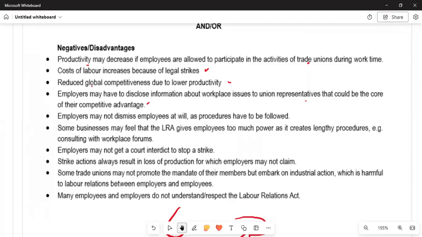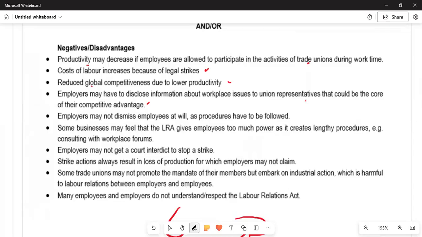But what is it that the other one would do to attract more customers? We are saying that he has a competitive advantage over you. It can be an internal competitive advantage, whereby the building or the music that he or she plays in the store would attract customers. And then let us talk about the employers may not dismiss employees unless the procedure is followed. And then let us move on and talk about how some businesses may feel that the Act creates lengthy procedures. An example can be the consulting of workplace forums.